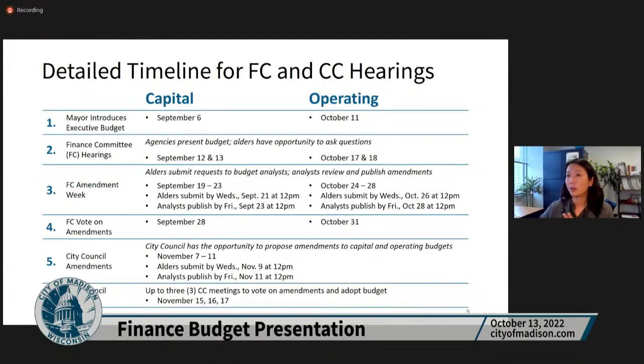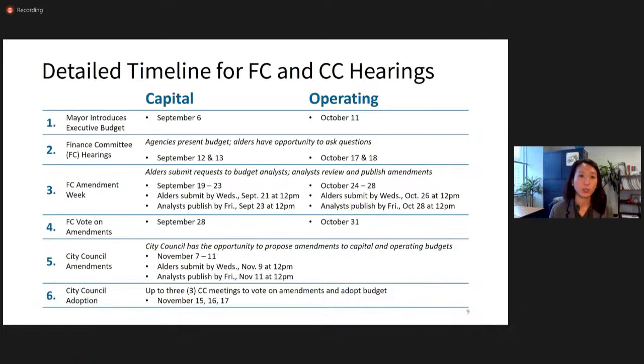Just to look in terms of the legislative timeline for budget hearings, both the capital and operating budget go through the same steps, which the first step is the mayor introducing the executive budget to the council. On the capital budget side, that happened in September. The operating budget was released just this Tuesday on October 11th. After the budget's introduced, it goes to the Finance Committee, where agencies will first present a briefing on their budget, and the committee will have time to ask questions of agency staff to understand their proposals.